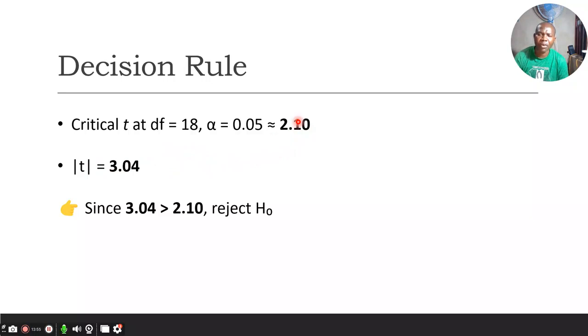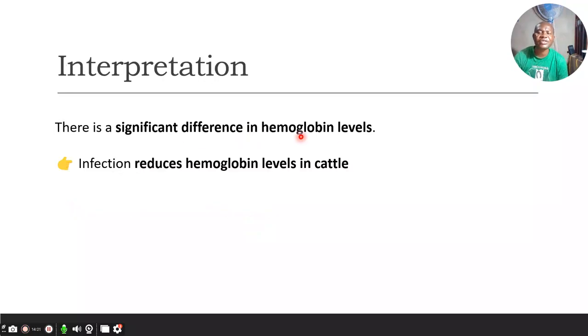And then we are comparing it with our t calculated. Our t calculated is the one we have in bar, which is 3.01. So when we compare the two, we realize that the t calculated is actually greater than our t critical. So the implication is that we're going to reject our null hypothesis, stating that there's a statistical significance in terms of the mean we have found. And this simply means that infection reduces hemoglobin level in cattle.